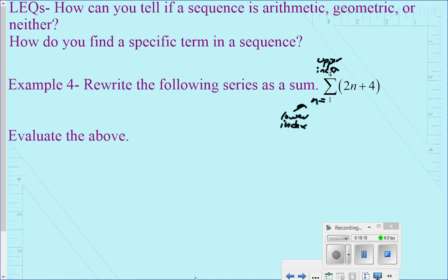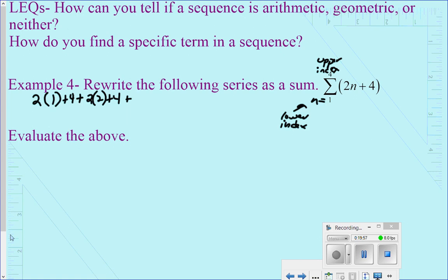Okay. So what sigma notation means is that you're going to substitute the lower index into the equation. So if I do that, I'm doing 2 times, I'm substituting in 1 plus 4. I'm going to add, because I see that sigma means I'm going to add the terms. So then I'm going to substitute the next highest integer above 1. So that would be 2. So 2 times 2 plus 4. I'm going to add. I'm going to continue substituting integers in until I reach the upper index, and then that'll be my last integer that I'll substitute.